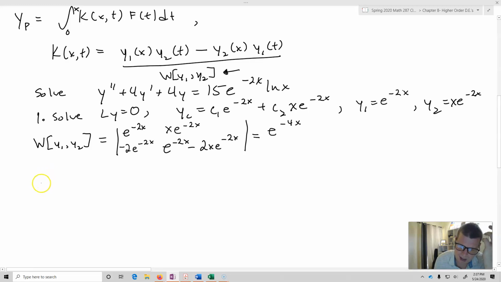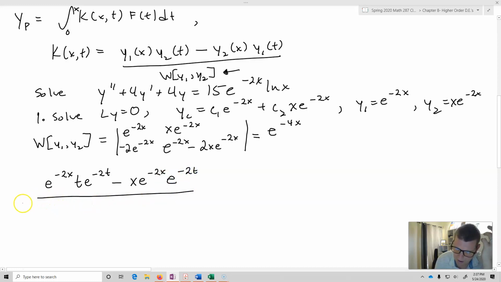So this is now going to be, y1 of x is e to the negative 2x. y2 of t is t e to the negative 2t, and then minus y2 of x, which is x e to the negative 2x, and y1 of t is e to the negative 2t. All of that is going to be divided by our Wronskian. So this is k, and our Wronskian is e to the negative 4t.